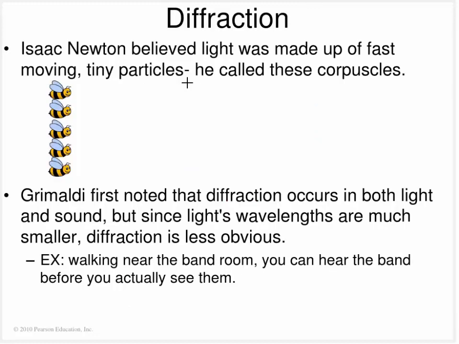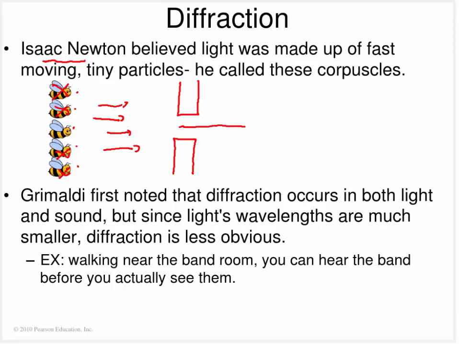Now, diffraction also supports the wave nature of light. It turns out that Isaac Newton, whom we talked about a whole lot in Physics 101, believed that light was made up of teeny tiny little particles called corpuscles. Today we actually call these photons. But if light was a particle, say this B, this B, this B, this B, and this B, and it were to go through a barrier, or around a barrier, then it's going to stop this one, this one, this one, and this one, and only that B is going to make it through and hit the wall.